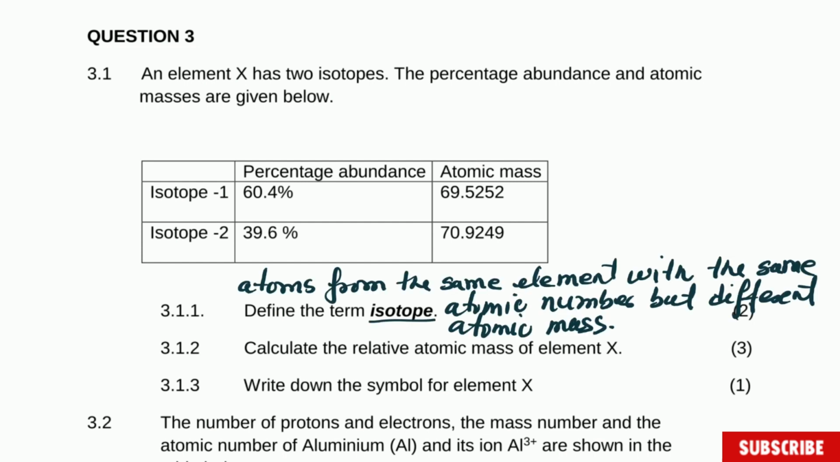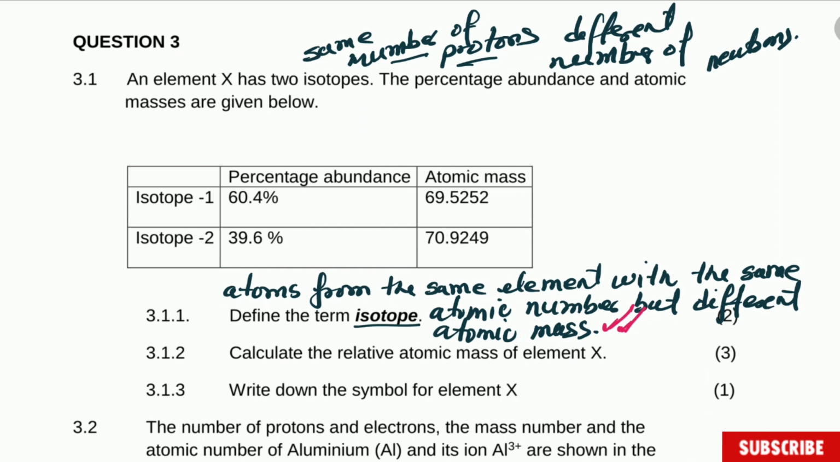So what you have to say is that isotopes are atoms from the same element with the same atomic number but different atomic mass. In other words, they will have the same number of protons but different number of neutrons. And if you say this one, same number of protons but different number of neutrons, you'll get the mark as well. It's the same.